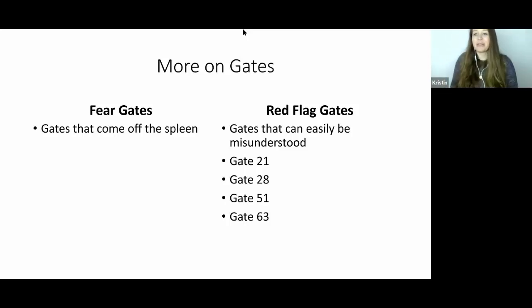Also, whenever we look at the gates, we see some red flag gates. Now, these are gates that can easily be misunderstood by others and by you yourself if you have them. And these are just a few. There's more red flag gates.